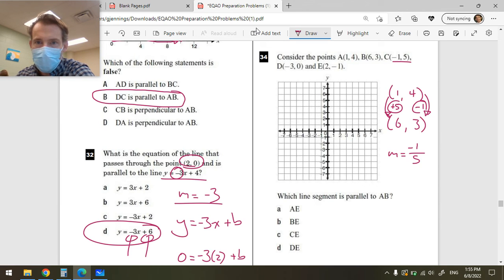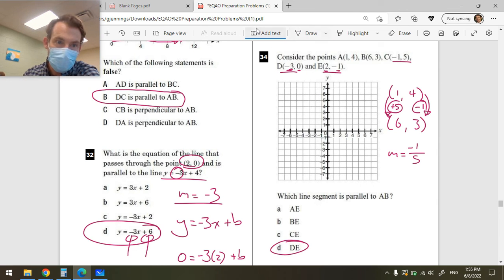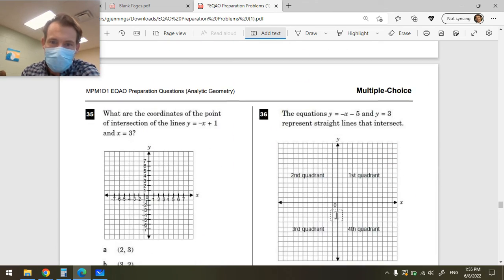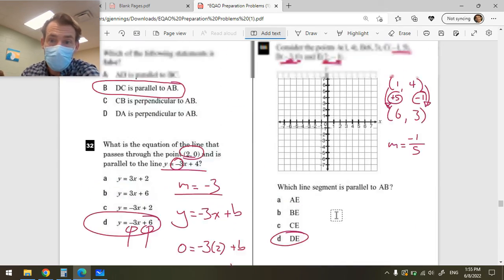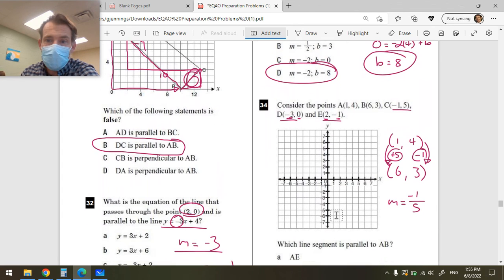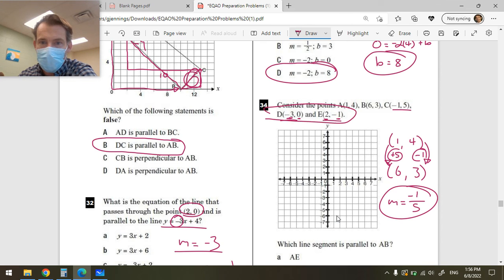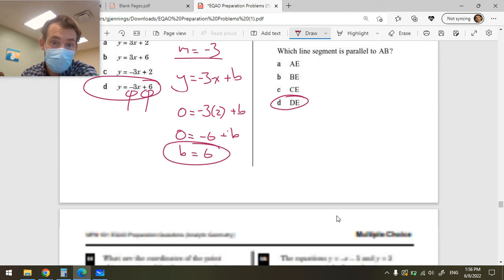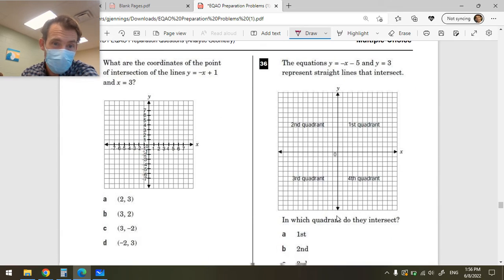If I go here, D and E look good. Watch this. X increases by 5, Y decreases by 1. So DE is the answer. You just have to look and hunt. But you have to know what you're looking for. If they're parallel, then they have the same slope. So I had to find the slope of the given line. And once I had that slope, I just looked for two other points that would produce the same slope. You can verify for yourself that that's true.